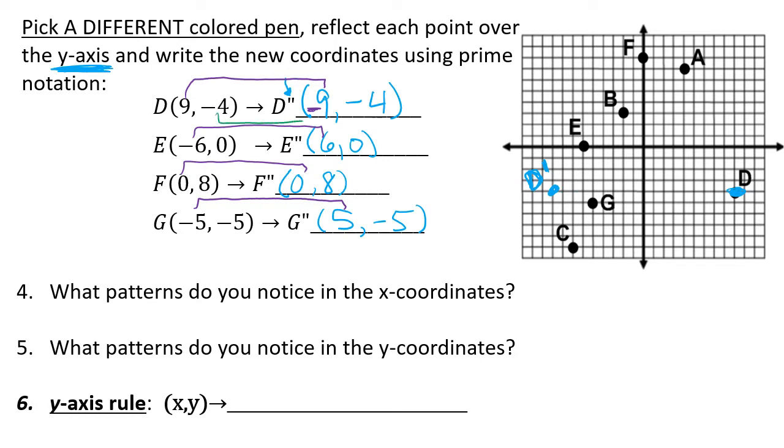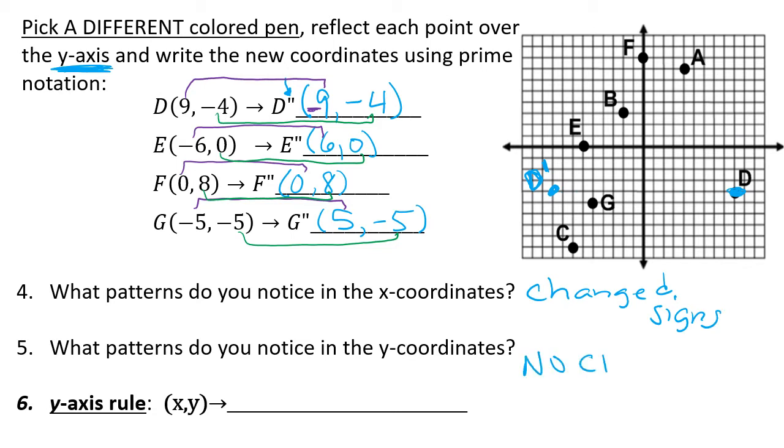If I look at my y values from these 4 points, nothing happened to my y values. So in this particular case, my x values changed signs, and my y coordinates stayed the same, so there was no change. Whoops, I'm having all sorts of problems today. Okay, so if I think about this rule, my x value changed signs, and my y value stayed exactly the same.